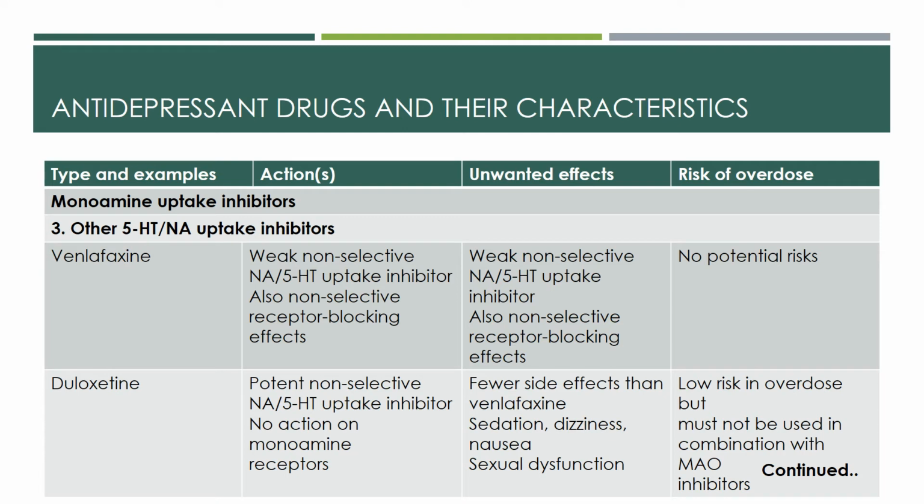Number third is other 5-HT reuptake inhibitors, which include venlafaxine, a weak non-selective 5-HT uptake inhibitor, also with non-selective receptor blocking effects, and the risk of overdose means no potential risk. Another is duloxetine, a potent non-selective 5-HT uptake inhibitor with no action on the monoamine receptors and fewer side effects than venlafaxine: sedation, dizziness, nausea, sexual dysfunction. The risk of overdose is low, but it must not be used in combination with MAO inhibitors.